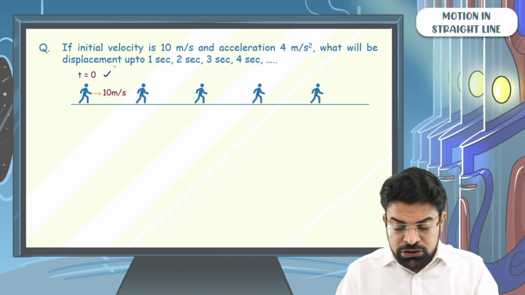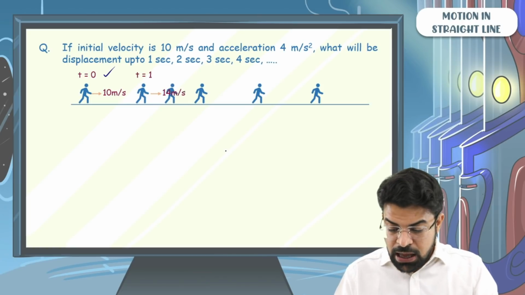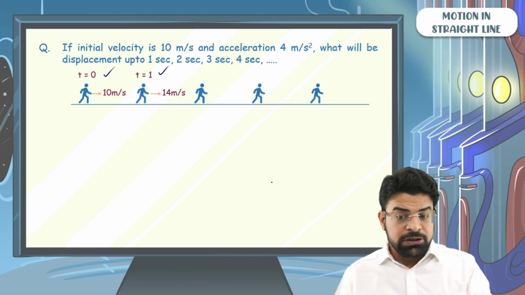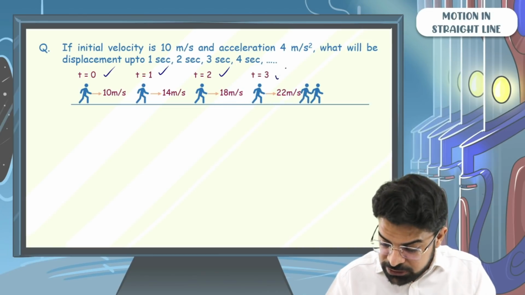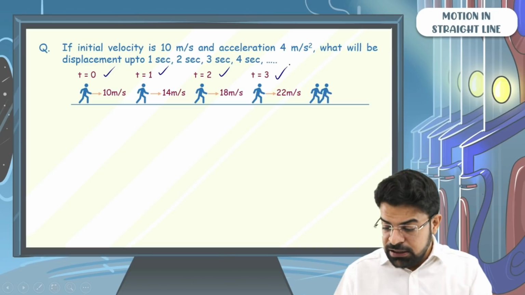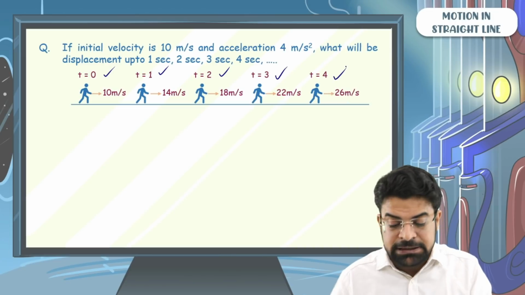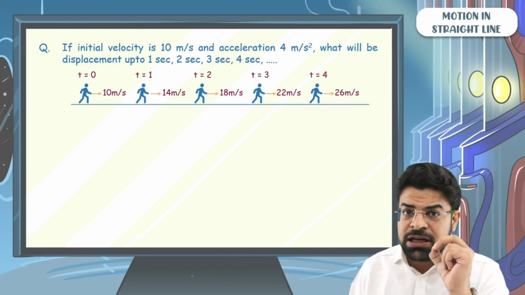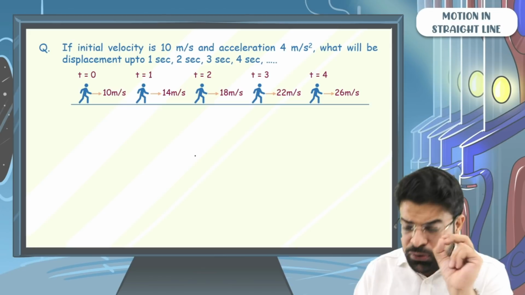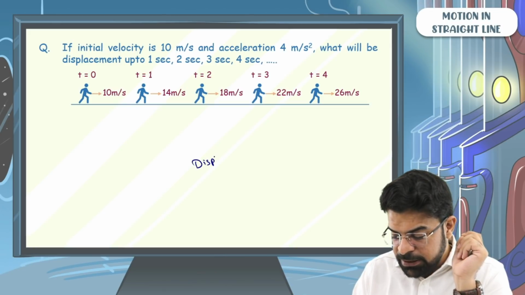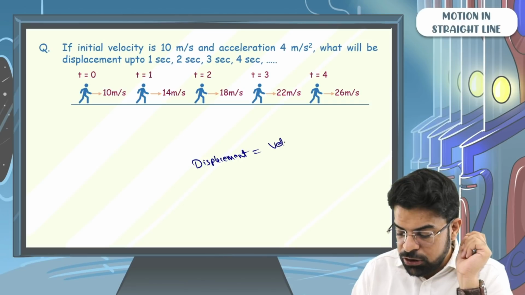At time equals 0, speed is 10 meter per second. At time equals 1, speed is 14 meter per second. At time equals 2, speed is 18 meter per second. At time equals 3, speed is 22 meter per second. And at time equals 4, the speed is 26 meter per second. Our mission is to find the displacement till time equals 1 second, 2 second, 3 second, 4 second. Can I use here displacement equals velocity into time?